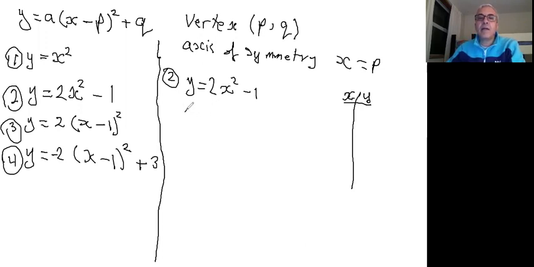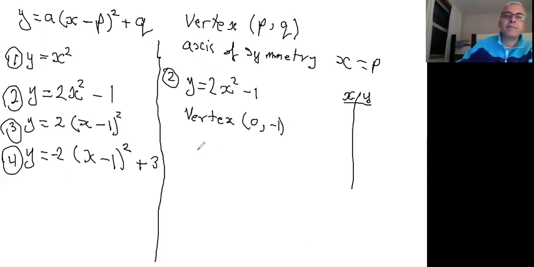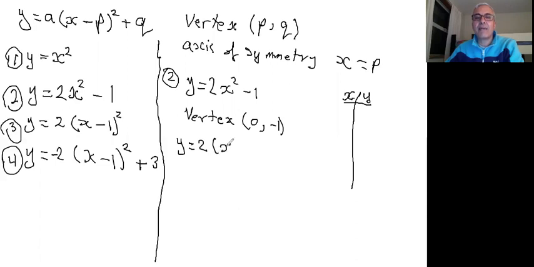The vertex here is 0 and negative 1. Now, you might come and ask me, how did you get that? So let's write this equation in this format right here. So basically, if we want to write it in that format to see how we get the 0 and negative 1, then y equals 2(x minus 0) squared. Oops. Sorry, let me just undo that.